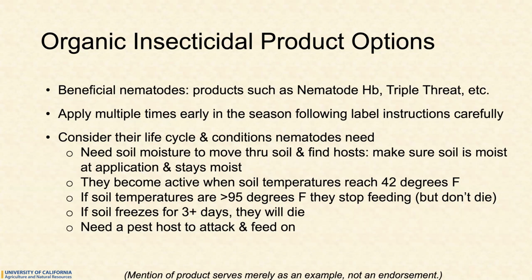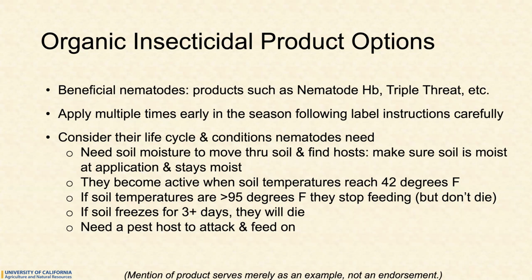There are a lot of different products out there. Nematode HB is an example. Triple Threat combines multiple different types of beneficial nematodes into one product. So you can explore your options there. Again, just examples, not endorsements. With any of these products, you are going to want to apply multiple times early in the season, following label instructions really carefully, so you can consider the life cycle and conditions that nematodes need as you're doing this.